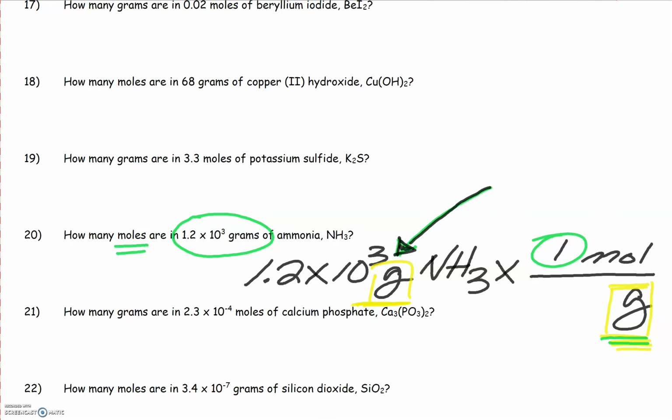So what we're going to do is find N on our periodic table, and we're going to find hydrogen, and we're going to have 3 of those. So let's go ahead and look those up real quick. So we'll slide over to our periodic table.